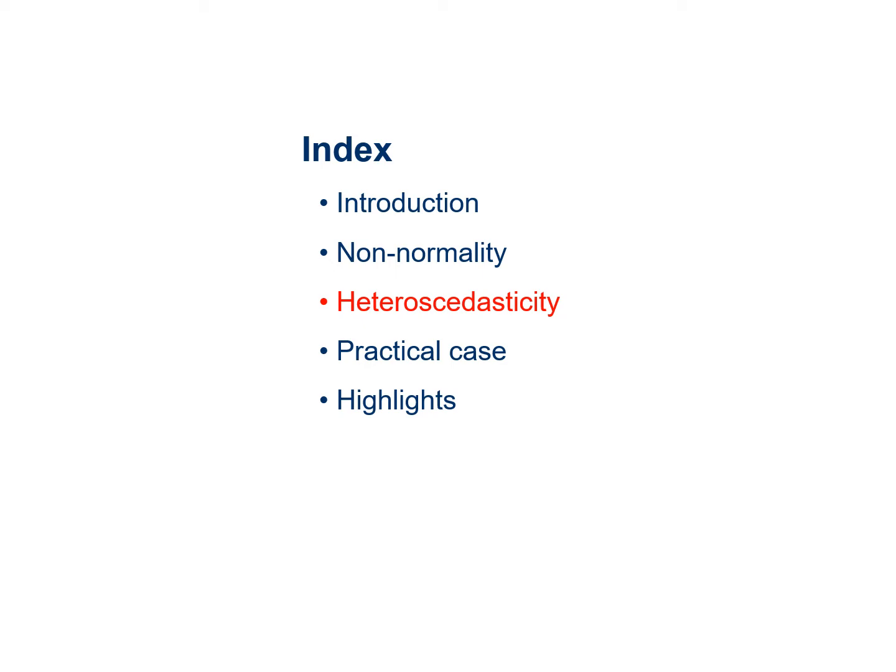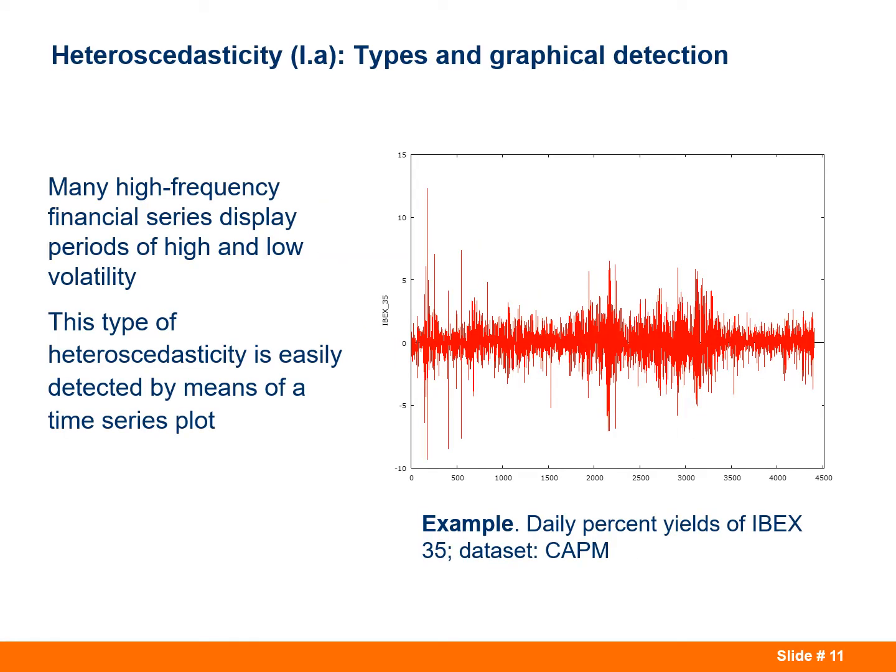Now, let's talk about heteroskedasticity. There are many variables, mainly financial time series measured with high frequency, which display periods of high and low volatility. In this case, we have the daily percent returns of IBEX 35, a time series that I showed you before. Here you have a cluster of observations with high volatility, another cluster of high volatility, another one. And there are also periods of low volatility, here and here, for example. This type of heteroskedasticity is easily detected by means of a time series plot.